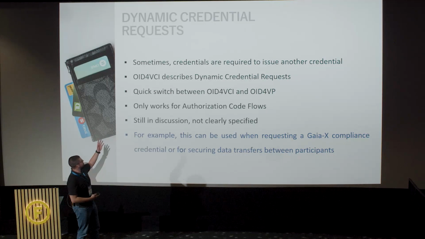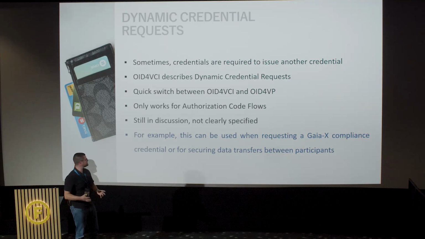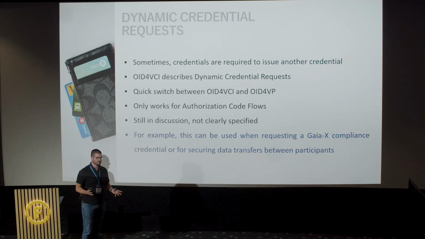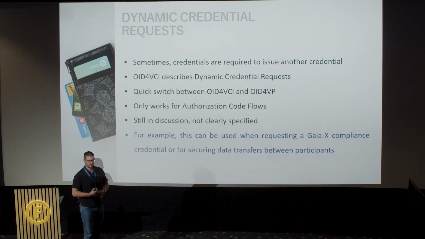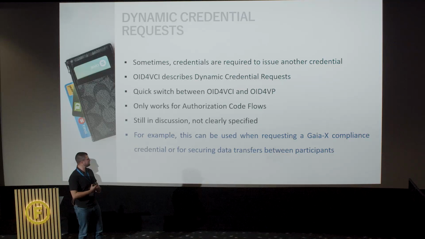So this is what we call dynamic credential requests. It's going to be a quick switch between OpenID for VC issuance and OpenID for verifiable presentations. It only works with the authorization code flows. And at the moment, it's not clearly specified. It's still in discussion. There's an interesting discussion on the OpenID for VC repository with the team from the EUDI wallet of the German BMI that's discussing on that.